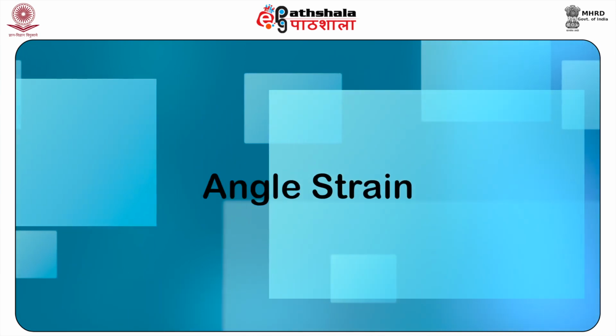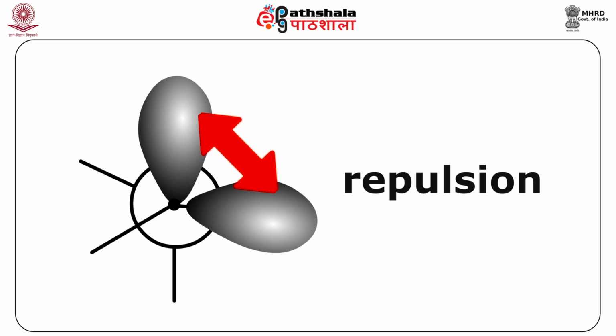Angle strain, first of all. If the angle between a pair of adjacent bonds on a carbon atom is less than the tetrahedral angle, that is, less than 109.5 degrees, then there is a destabilizing effect due to the bond pair repulsion. This is known as angle strain.